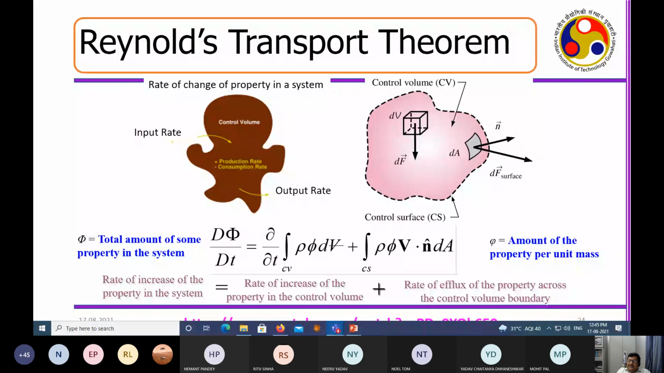Anybody wants to speak up? What is this d phi by dt? Just now we did, right? What happened?